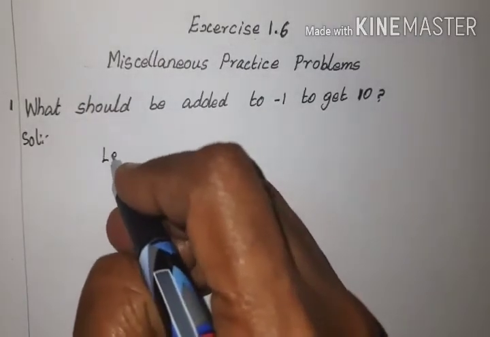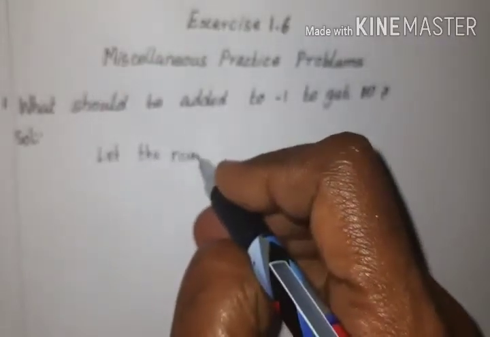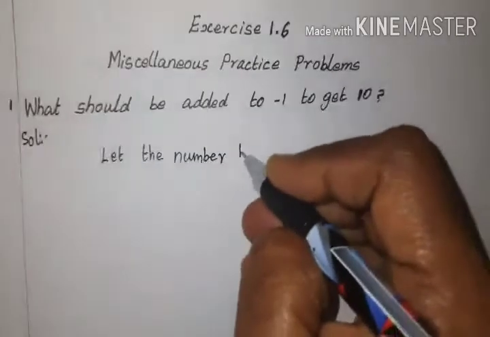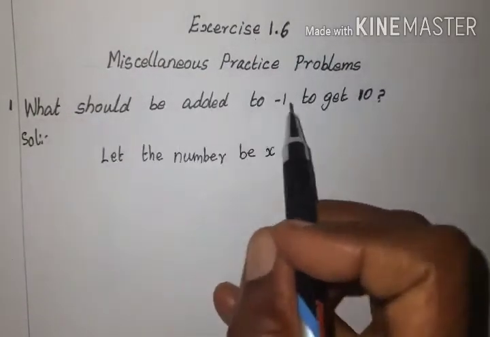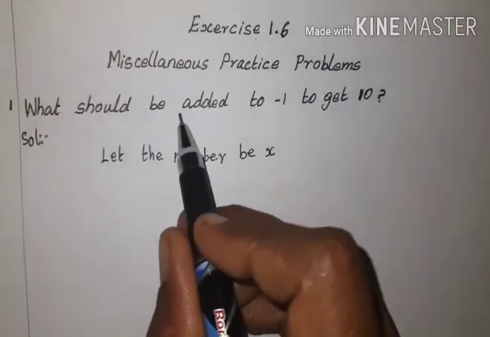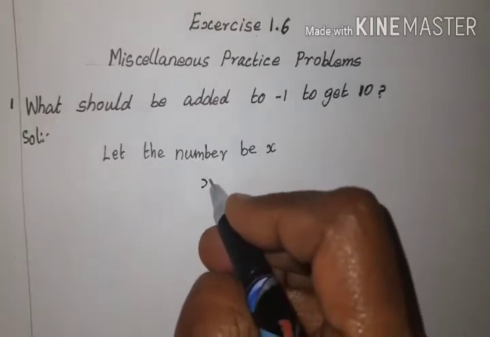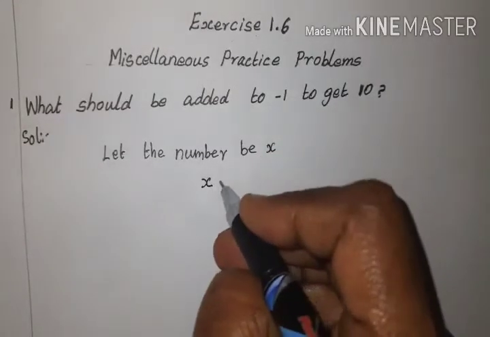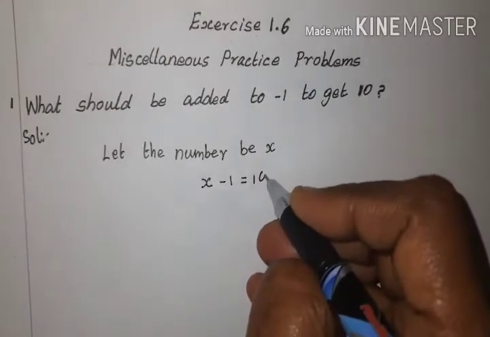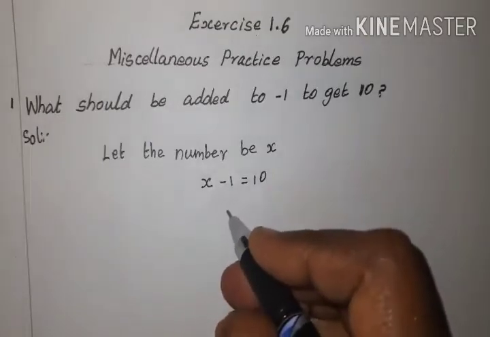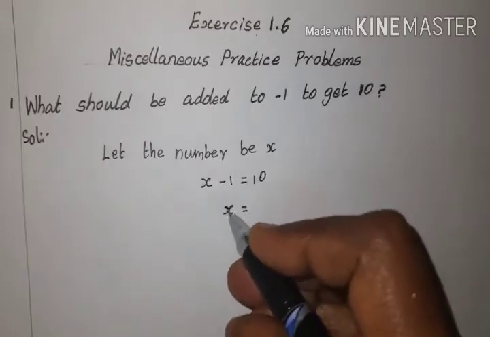Let the number be x. What number should be added to minus 1 to get 10? So, fix the number x. Next, x minus 1 equals 10. Next, x equals, we find the x value only.